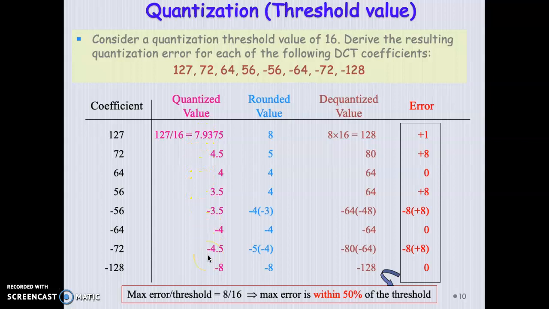72, you divide by 16, so you will get 4. So you have to round all of this to get this. If it is negative, you round it negative, so it will become -4 or -3.